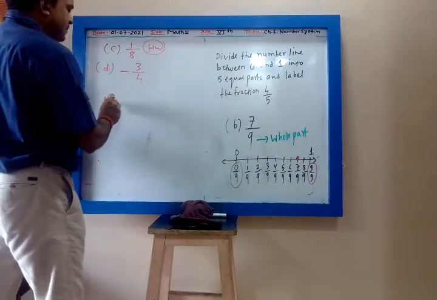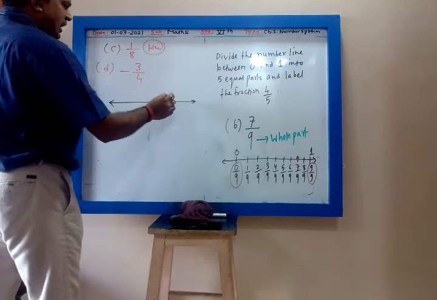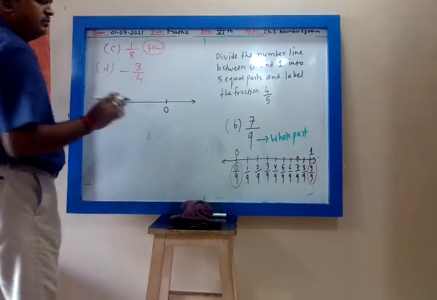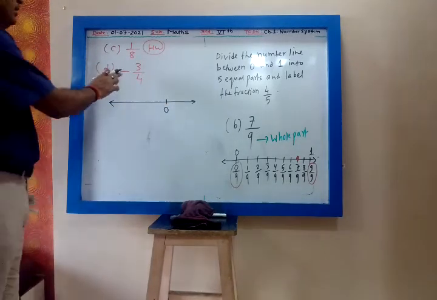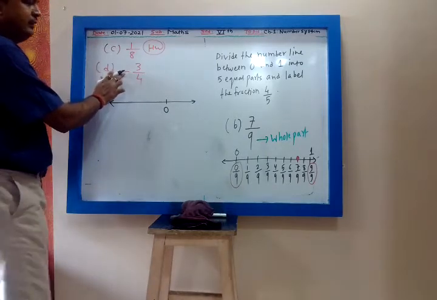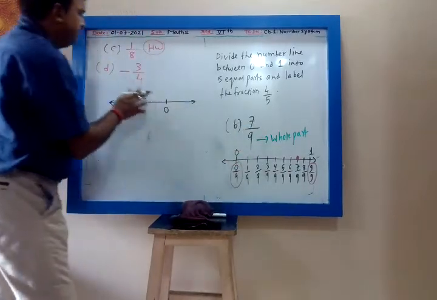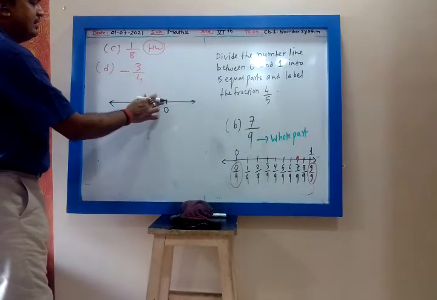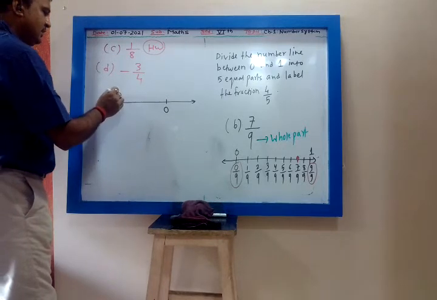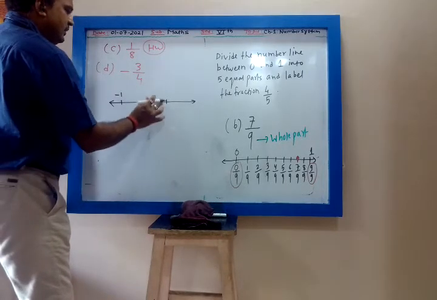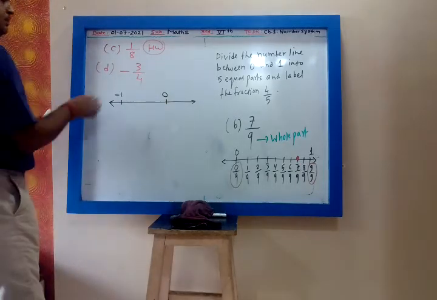Now the number: you will divide the number line between 0 and minus 1, because it is minus. If it is plus, I will divide the number line between 0 and plus 1. But whenever it is minus, you have to divide the number line between 0 and minus 1. So this is 0 and minus 1. Divide into 4 equal parts.